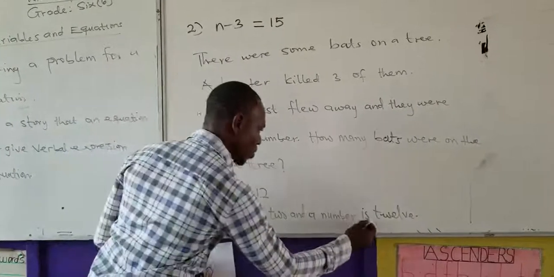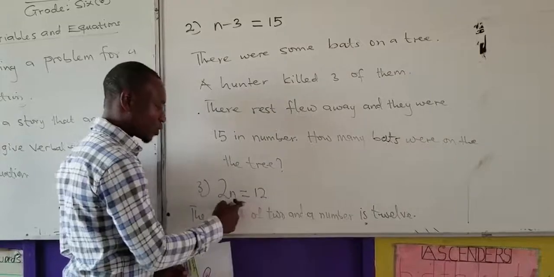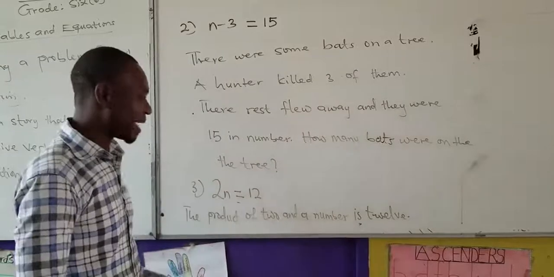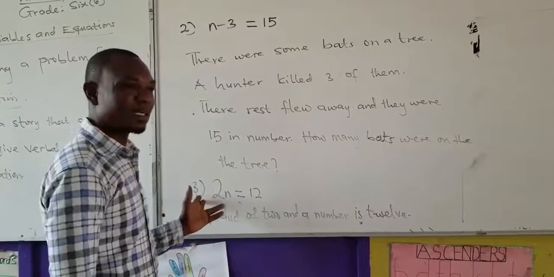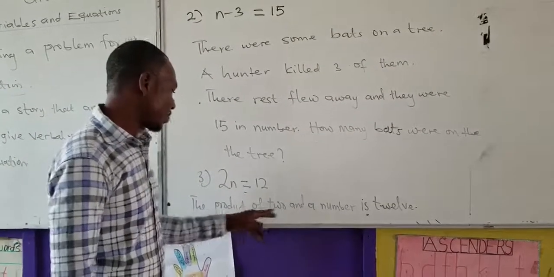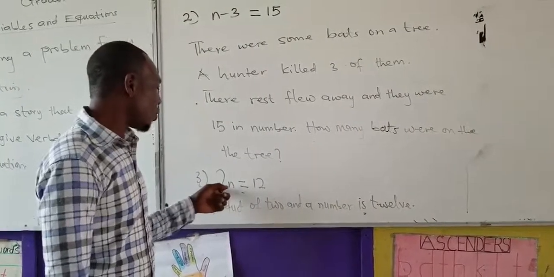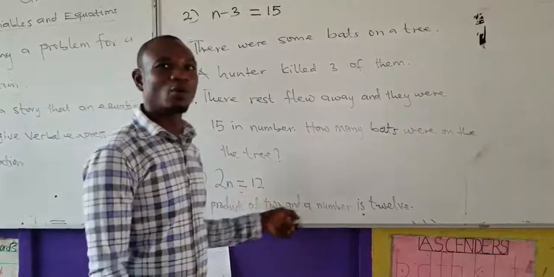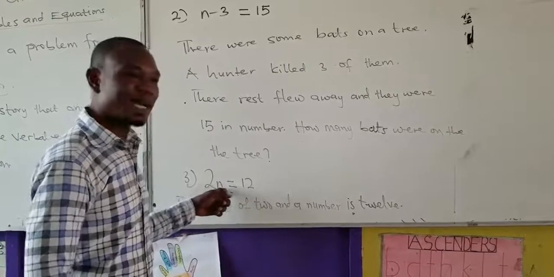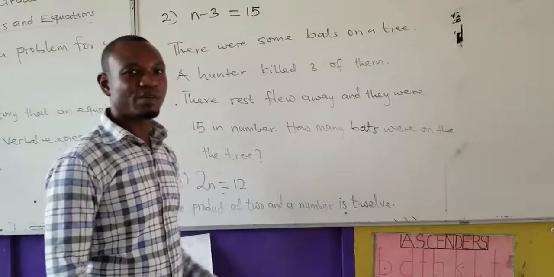Here equals to represents what? The product of 2 and a number. 2 and a number we don't know, that is why it represents n. It's 12. So this is just a verbal expression. 2n equals 12. The product of 2 and a number is 12. I can also say 2 multiplied by a number equals 12. It's also a verbal expression about this equation. 2 multiplied by a number is the n we don't know.